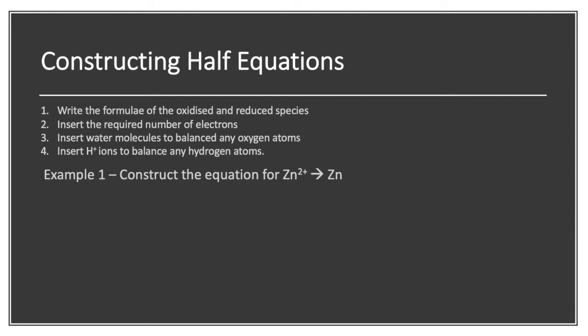So we're going to go from Zn2+ to Zn. So this is relatively straightforward. We write the formulae of the oxidized and the reduced species, and as you can see, I'm going from zinc in an oxidation state of +2 to zinc in an oxidation state of 0. So I need to add 2 electrons. And now that is correct because I don't need to do steps 3 or 4, because I haven't got any H's or O's in that equation.